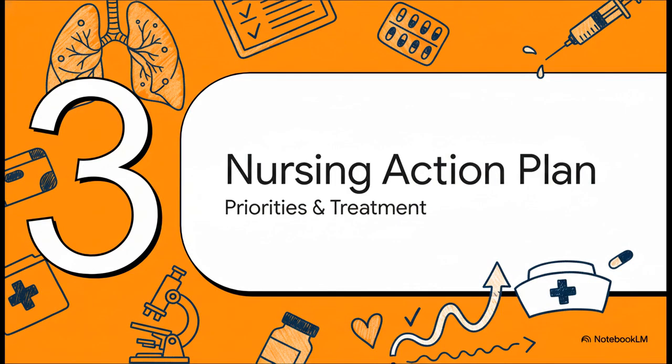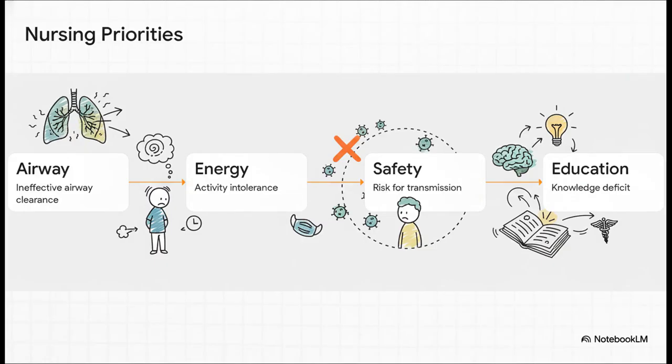Okay, diagnosis confirmed. Now it's go time. What's our nursing action plan? Let's break down your top priorities and the treatment regimen. So, when it comes to nursing priorities, think about what's going to hurt the patient first. Number one is always going to be airway. So, ineffective airway clearance is a huge one. After that, you've got activity intolerance. These patients are exhausted. Then, of course, the big one, risk for transmission. And finally, knowledge deficit, because this treatment plan is a long haul.